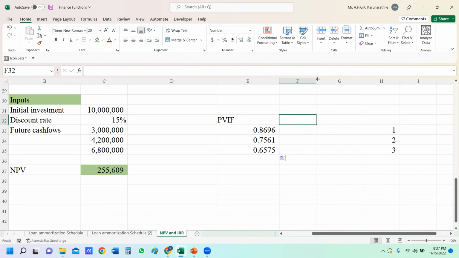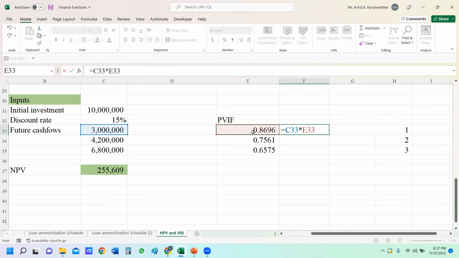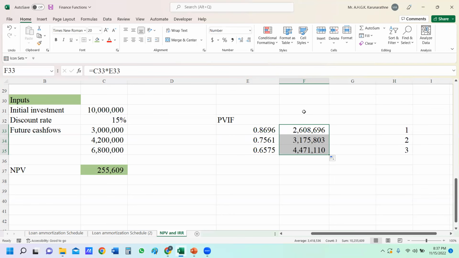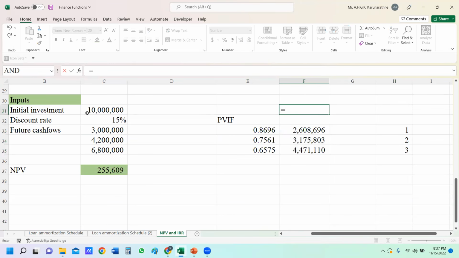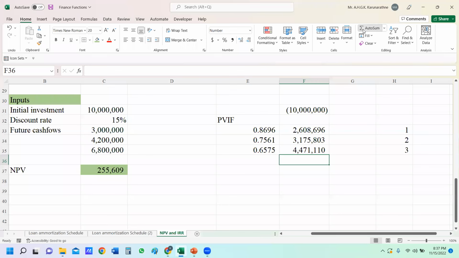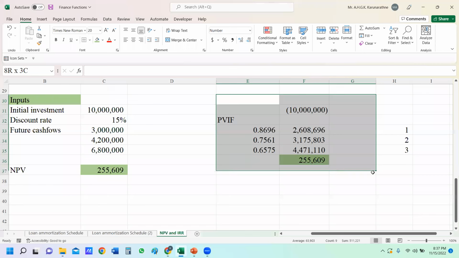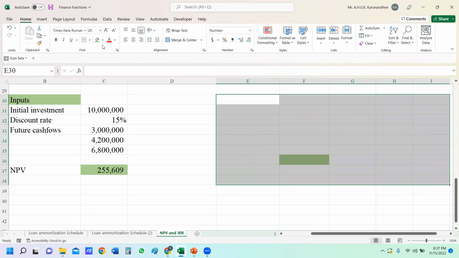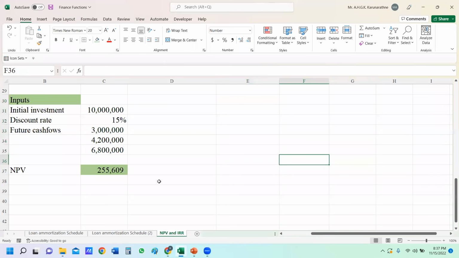These are the cash flows. So here we can take the present value. Present value is equal to this multiplied by this. And the initial cash outflow is directly equal to this. And then we can add the total. You can see the same answer. That's it, right? Okay, now you know how to compute NPV using the Excel function.